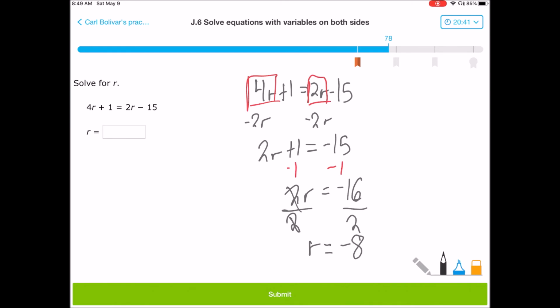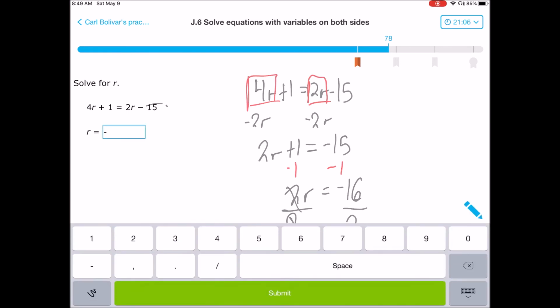Of course, if you don't know if that's your answer, and in the test you want to check your answer, always plug the answer back in for the variable in the equation, and it should give you a true statement like 5 equals 5 or whatever. So yeah. We have negative 8.